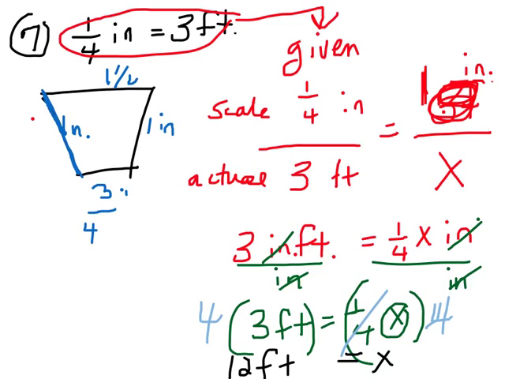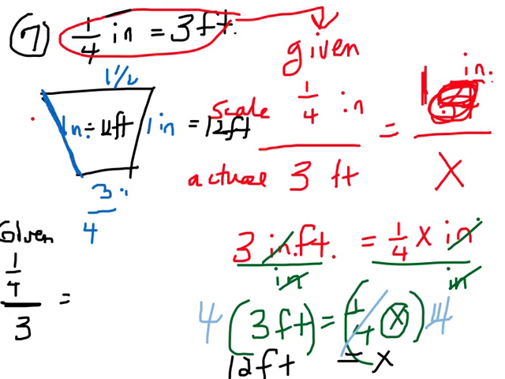Okay, so this 1 inch over here, this is actually 12 feet. So that side's 12 feet, and that side's 12 feet. Now, if I got 3/4 of an inch, I could do this. I could say 1/4 of an inch is equal to 3 feet. So I'm going to build one proportion off this given information here, okay?